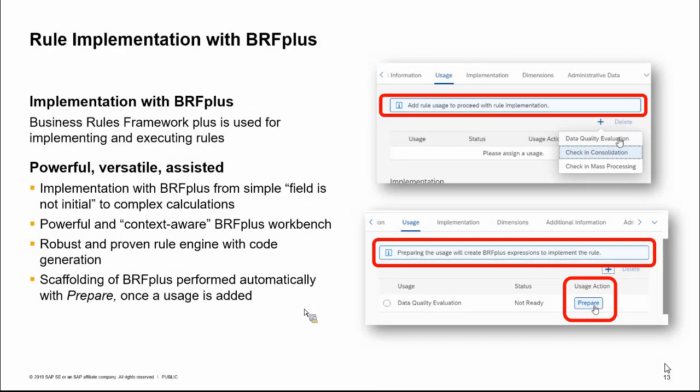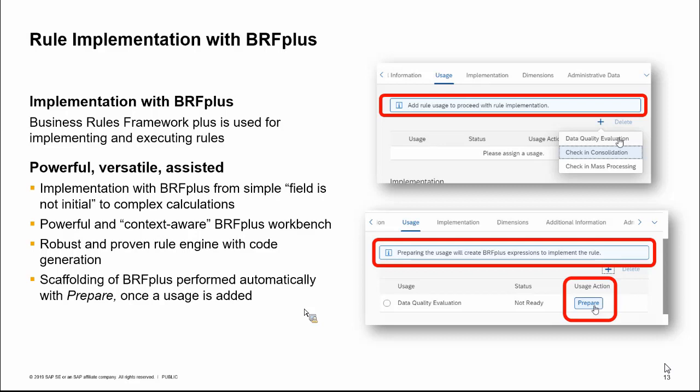when you want to implement such a rule, you first need to add a usage. So for example, when you first define such a rule, you probably want to first check how the situation of the data is in the system. So the typical first usage would be to add data quality evaluation. And once you have done so, you have an action button there, which is called prepare. And the system will then prepare the rule implementation for you.